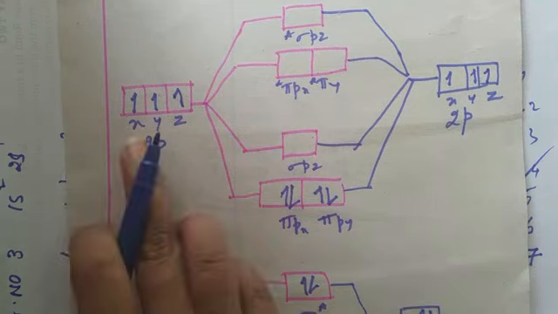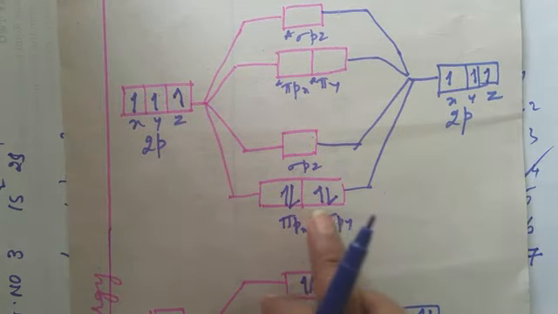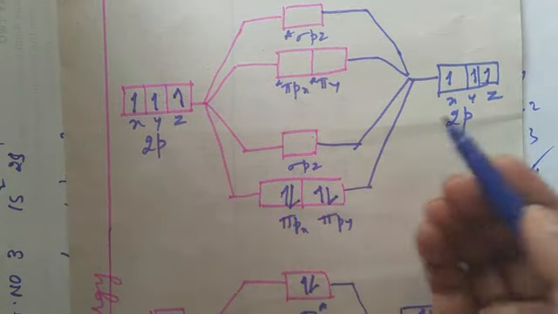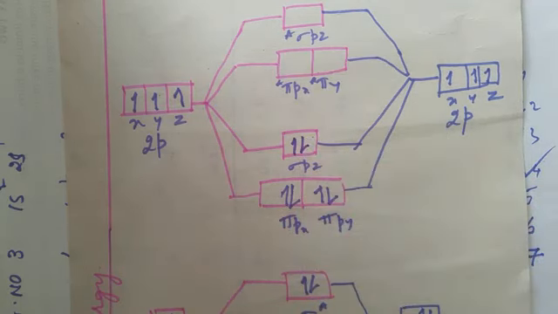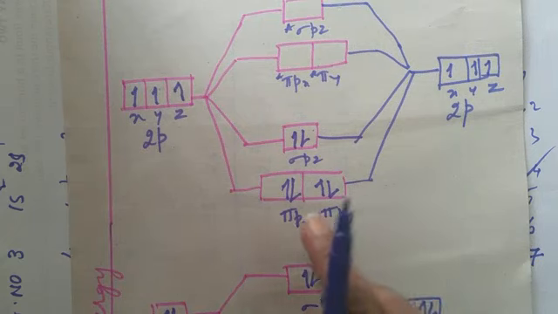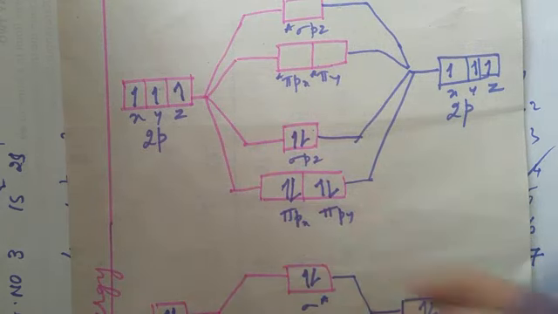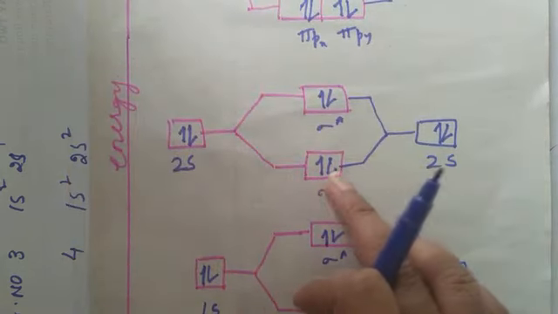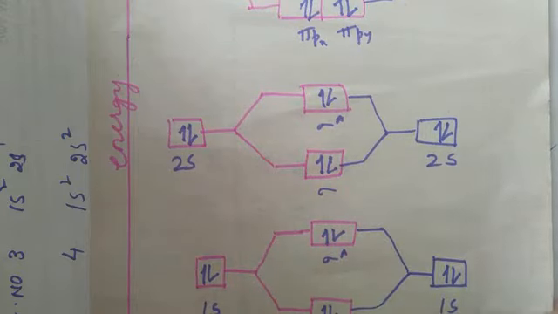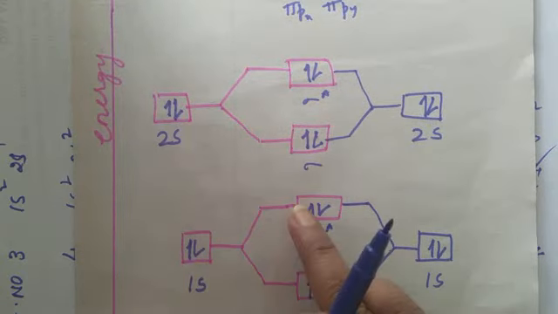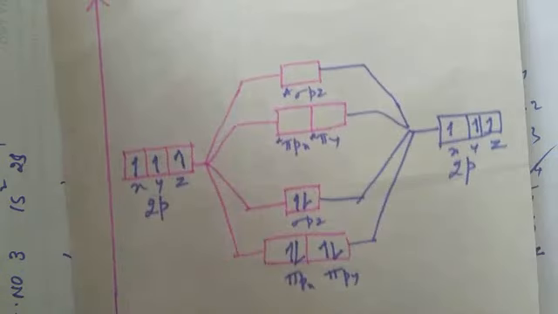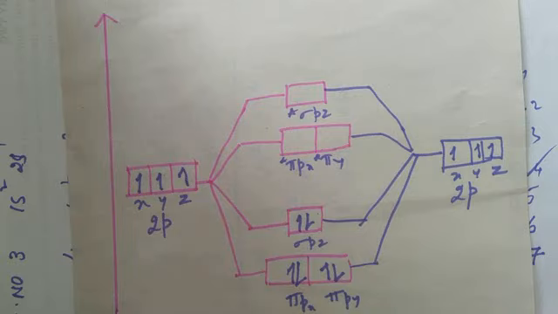Now, how many electrons are there totally? 6. How many have been filled? 4. So 2 more. Where should they come? They should come to the sigma pz orbital. So altogether there are 6. Now calculate the number of bonding electrons. How many are here? 6, 7, 8, 9, 10 bonding electrons. Antibonding: 2, 3, 4. So here there aren't any other antibonding electrons.